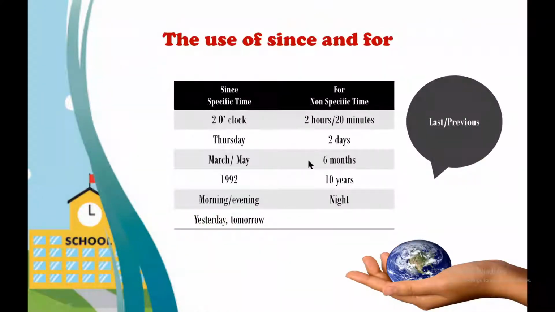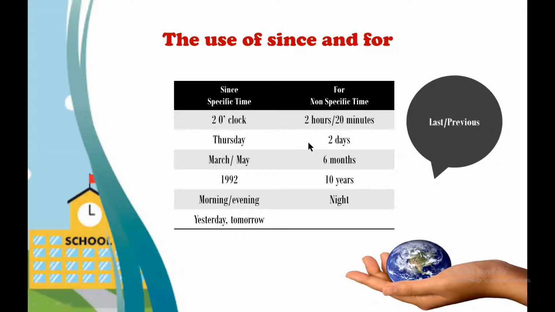If we move forward to the use of since and for, one column belongs to since and another belongs to for. If you have a specific time, my dear students, you have to use since, and if you have non-specific or unspecific time, you have to use for. I have taught you in the first week the use of since and for, similar that you need to follow. One additional element is there. If there is last and previous with these durations, you also have to use since with them as well.